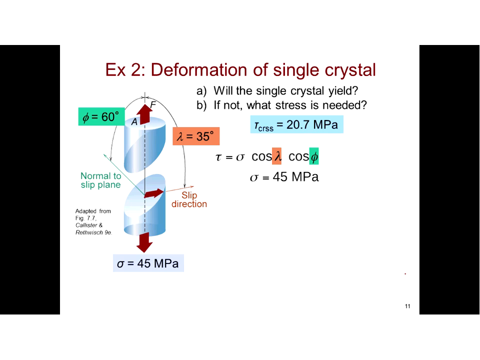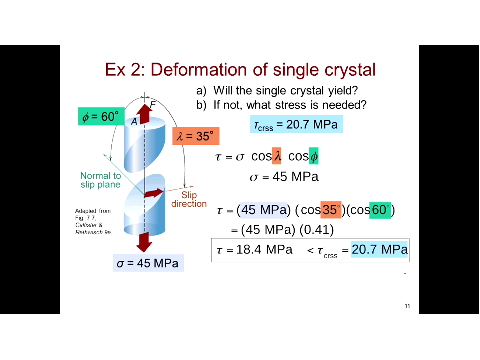In other words, yield. So the first bit is you just plug in lambda and phi, and the fact that the applied stress is 45 megapascals. And what you find is that the resolved shear stress, tau, is 18.4 megapascals. That is how much stress is applied to the slip plane in the slip direction. That is less than the critically resolved shear stress, 20.7 megapascals. So the sample will not yield. An applied stress of 45 megapascals isn't large enough to cause the crystal to yield.